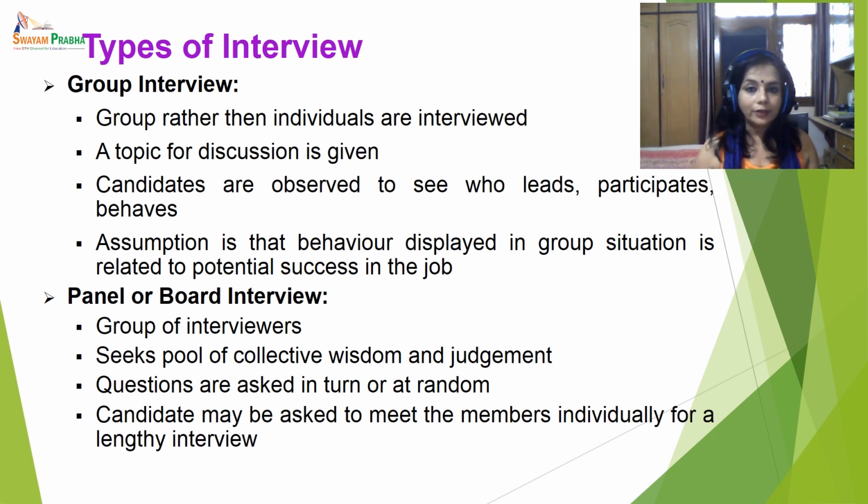Panel or board interview is the last one. So here, rather than a group of interviewees, there is a group of interviewers. So a panel of interviewers is there. The idea is to pool the collective wisdom and judgment of so many interviewers. Questions are asked in turn or at random. The candidate may be asked to meet the members individually for a lengthy interview. The idea of a panel or board interview is to judge the candidate from different aspects. Also, it reduces the chances of bias because one interviewer is not there, a panel of interviewers is there.